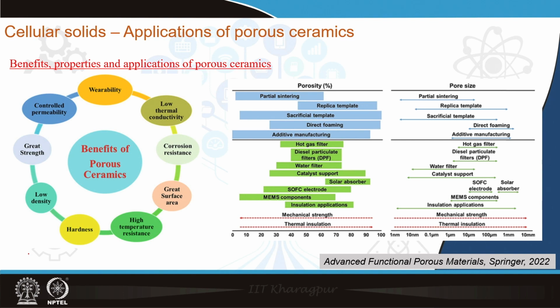Applications like hot gas filter, diesel particulate filter, water filter and catalyst support all require porosities in the mid range of 30 to 70%. And the pore size also varies. Although there are applications of microporous ceramics with pore sizes of less than a few nanometers, typically the pore size of porous ceramics for structural applications and for the applications which will be discussed in this course lies in the micrometer range, starting from a few microns, like maybe 1 micron, up to 10 micron to 100 micron.